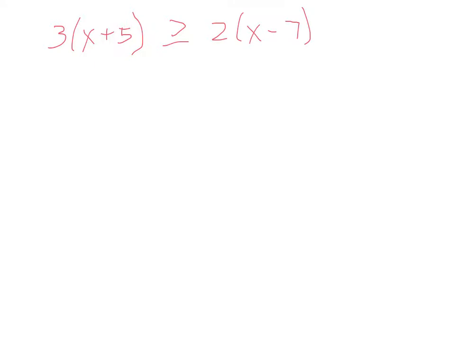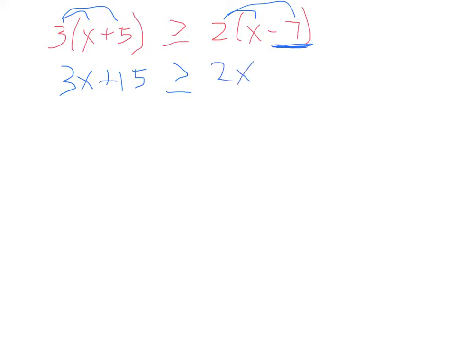Okay, so here we go. 3, got to distribute that through to the x and to the 5. 3 times x is 3x. 3 times 5 is 15. Okay, bring down. Okay, next part, distribute the 2 through. 2 to the x, 2 to the negative 7. 2 times x is 2x. 2 times negative 7 is negative 14.